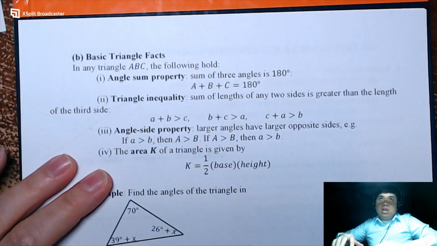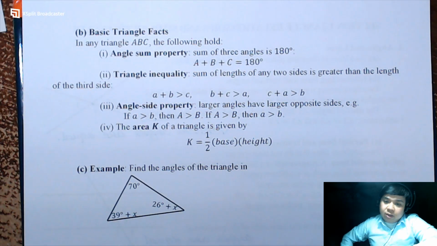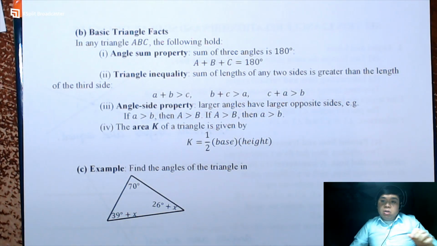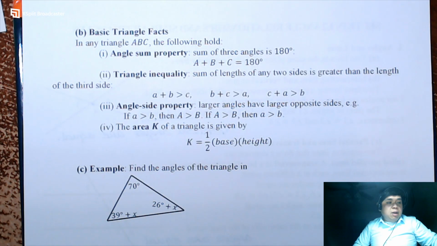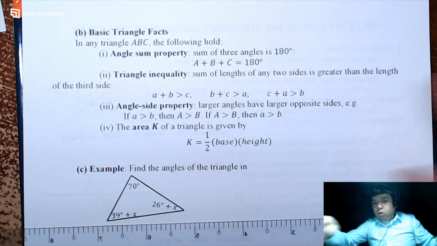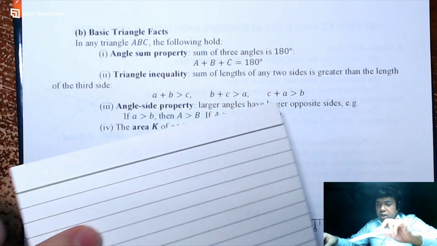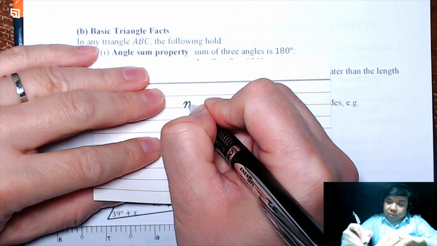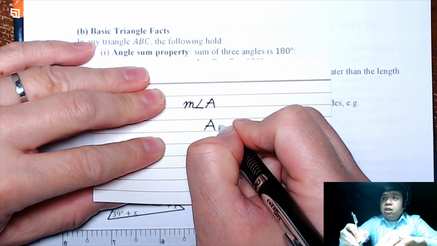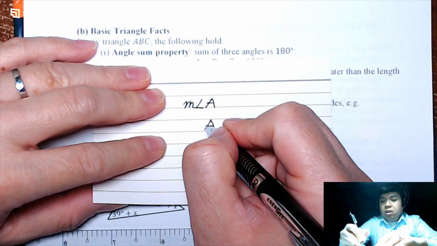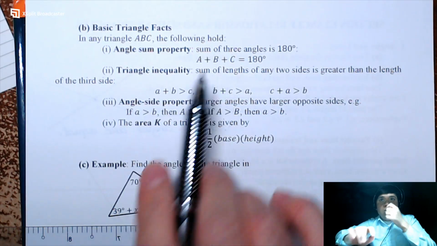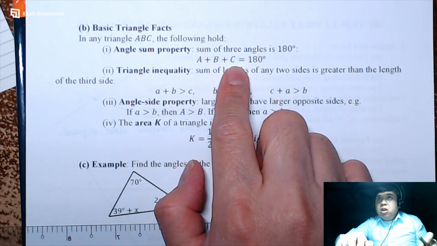Right, there are some facts about triangles. Angle sum property: the sum of the angles in a triangle adds up to 180 degrees. So meaning that A plus B plus C is equal to 180 degrees. By the way, instead of writing the measure of the angle A, I'm just going to say A as the measure of angle A. So that's easier. So A is the measure of angle A plus the measure of angle B plus the measure of angle C is 180.